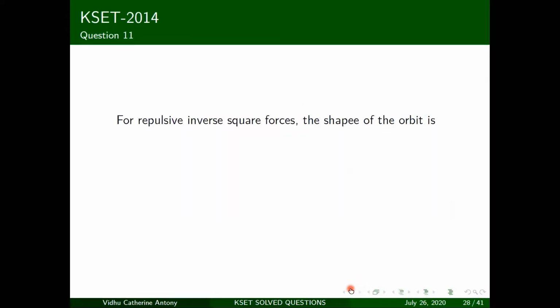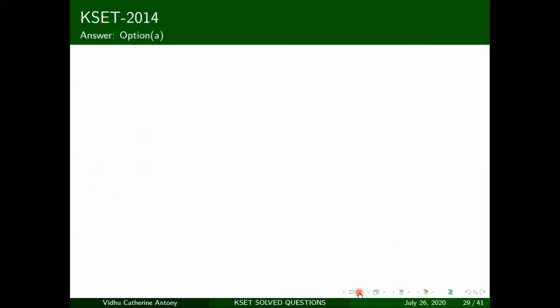Now in this question, I think you might have done a derivation on it. Let's just go through it quickly in a gist. These are the things that you have: the repulsive inverse square forces. For the repulsive inverse square forces, the shape of the orbit is hyperbolic, elliptical, circular, and parabolic.